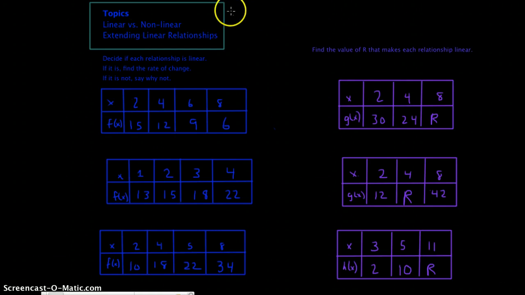So as you may recall from class, the most important thing to know is that linear relationships, okay, the most important thing about them is that they have a constant, right, meaning always the same, rate of change.